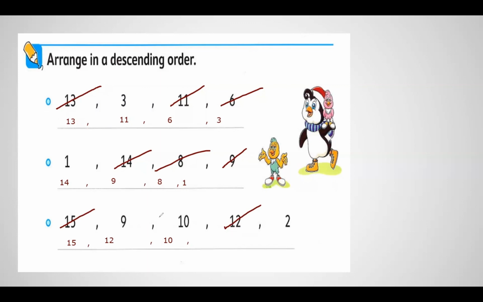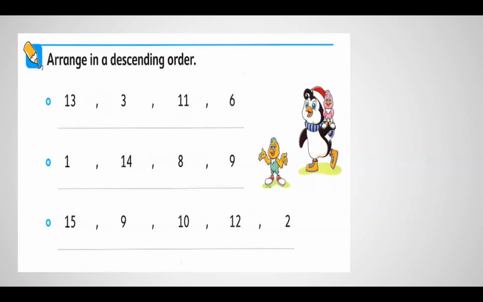Now we have 9 and 2. So we will put 9 first. And the last one or the smallest one here will be 2. So again, this is called what? This is called the descending order. So ascending means from the smallest to the greatest, but descending means from the greatest to the smallest.